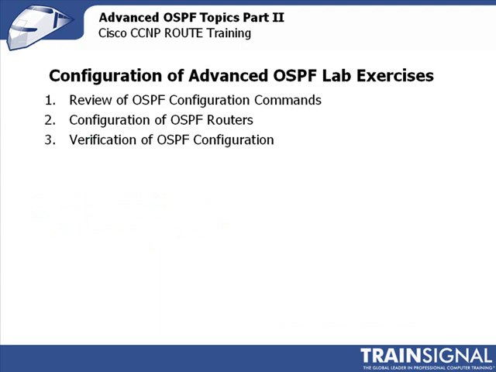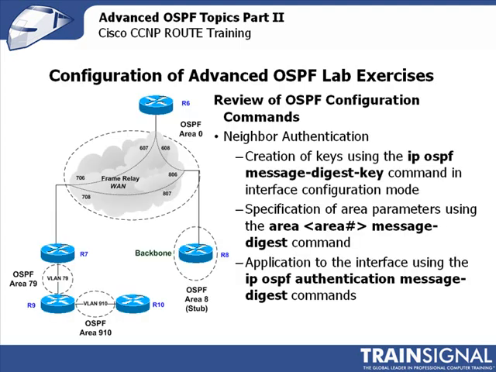So now we want to look at configuration of our advanced lab routing exercises. We're going to go over a review of the commands, the routers involved, and then how to verify that everything is functioning. First, we want to configure neighbor authentication on the frame relay area. We'll be doing MD5 authentication, so it'll be the ip ospf message-digest-key command in interface configuration mode. We're going to specify area parameters, so we'll do area 0 authentication message-digest, and then we'll make sure it's functioning correctly by putting in ip ospf authentication message-digest under each one of the serial interfaces.